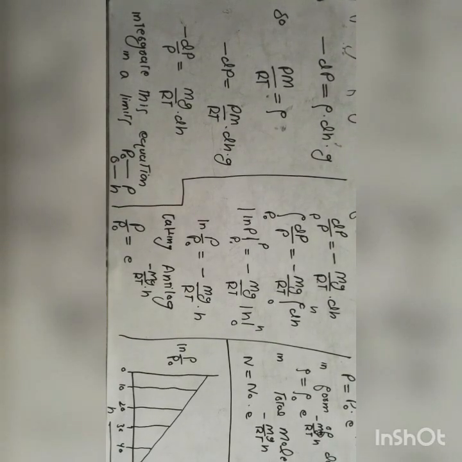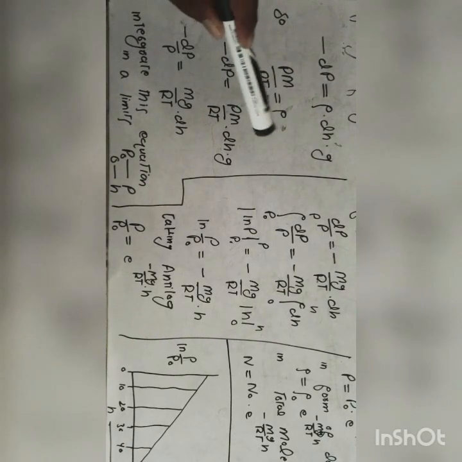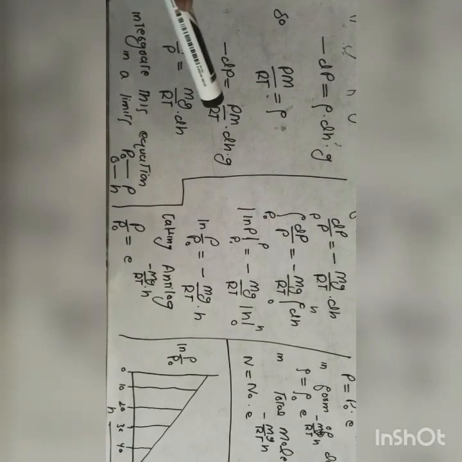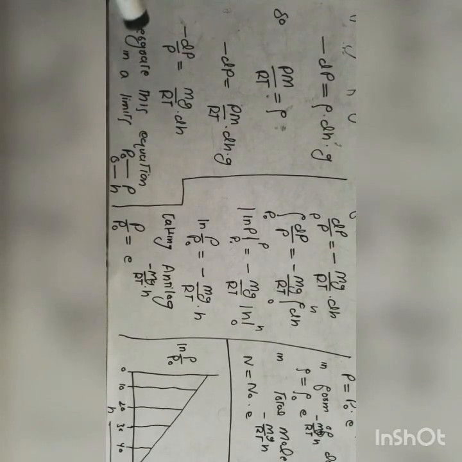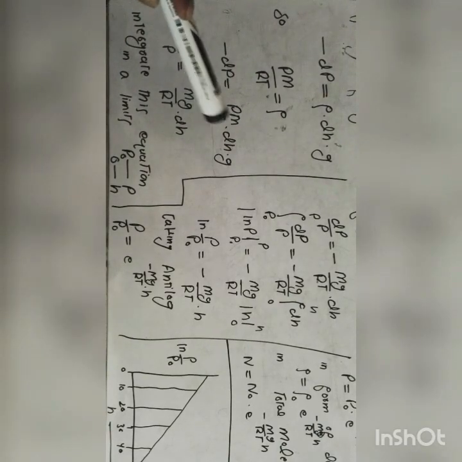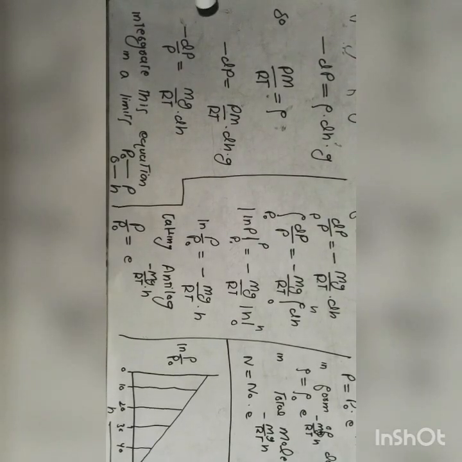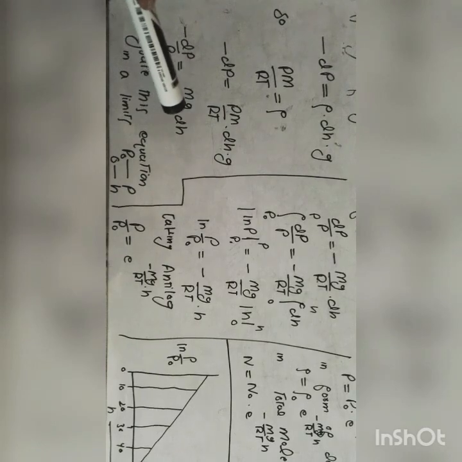So this equation, as we know, is minus delta P equal to rho into delta H into g. In the previous video we discussed another equation, P M over RT, which is equal to rho. When we put the value of rho into this equation, it becomes minus delta P equal to P M over RT into delta H into g. Here P is multiplying with M, and when we transfer the P to the other side, it will be dividing delta P. So this equation becomes minus delta P over P, which is equal to M g over RT into delta H.